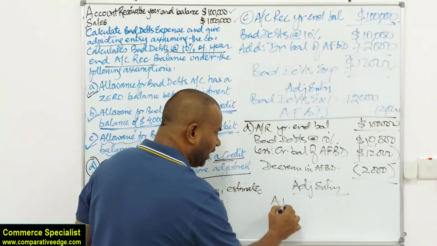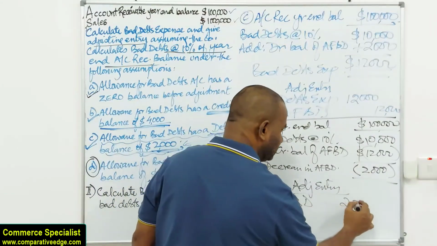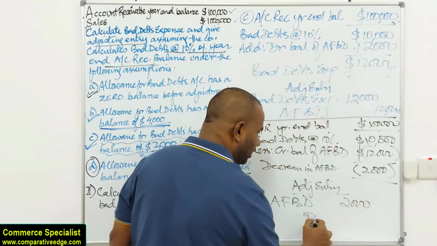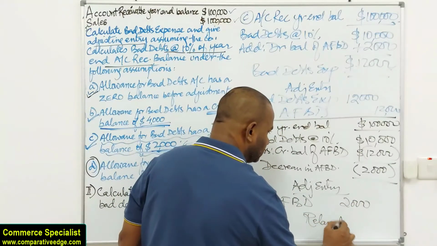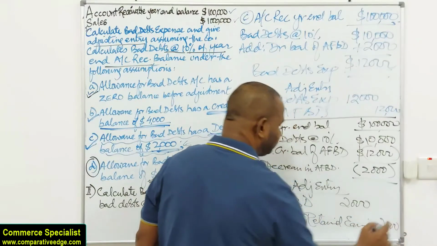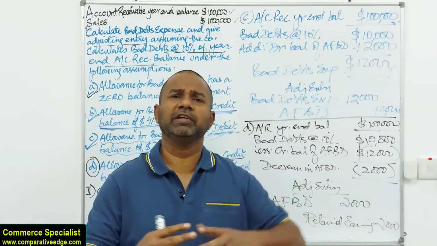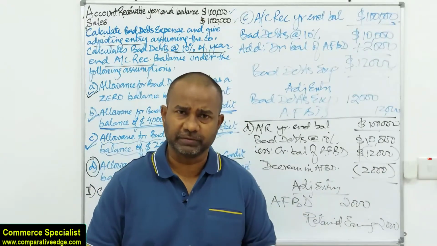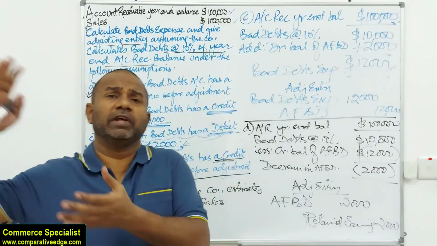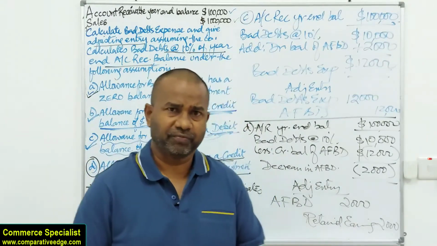So the adjusting entry would be like this. We debit allowance for bad debts by 2,000 and we credit retained earnings of 2,000. Crediting retained earnings means I am increasing my accumulated profits. Because bad debts were overestimated last time, this time I have to adjust my retained earnings.